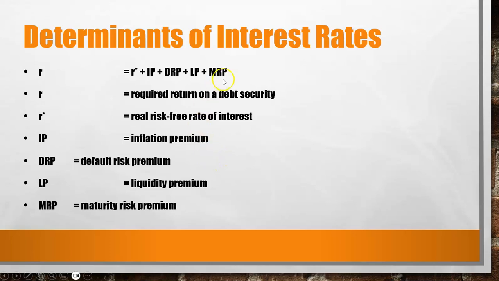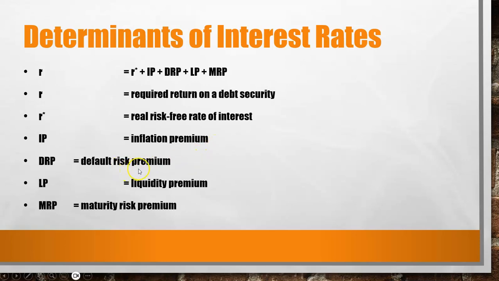So determinants of interest rates: R equals R star plus IP plus DRP plus LP plus MRP. R is the required rate of return on a debt security. R star is the real risk-free rate of interest. IP is the inflation premium. So a dollar today is not the same as a dollar in a year. It'll be worth less in a year than it is today.